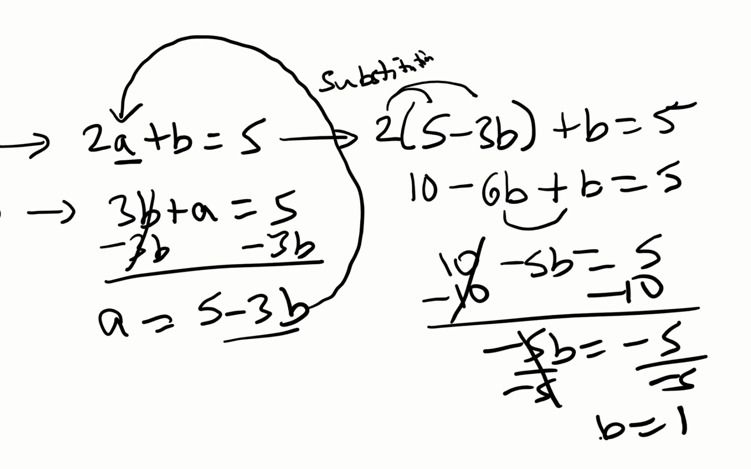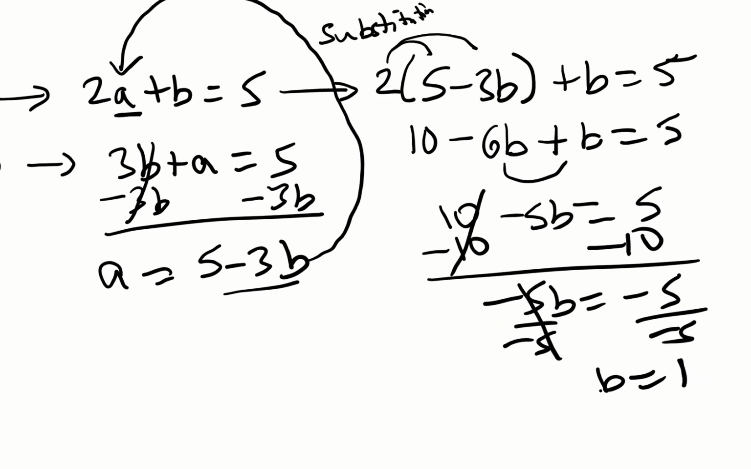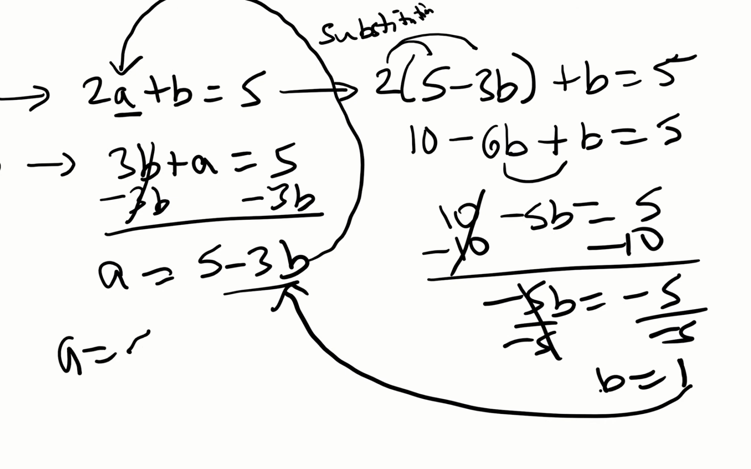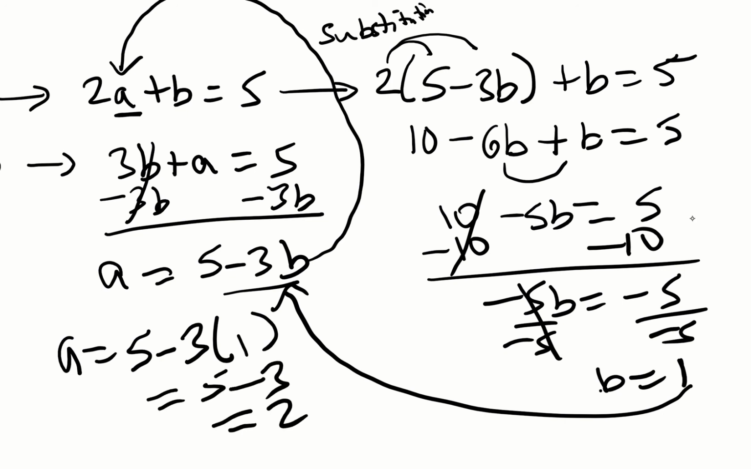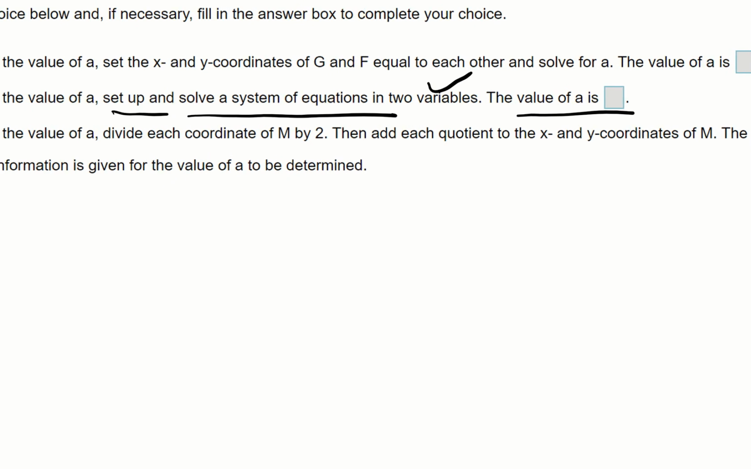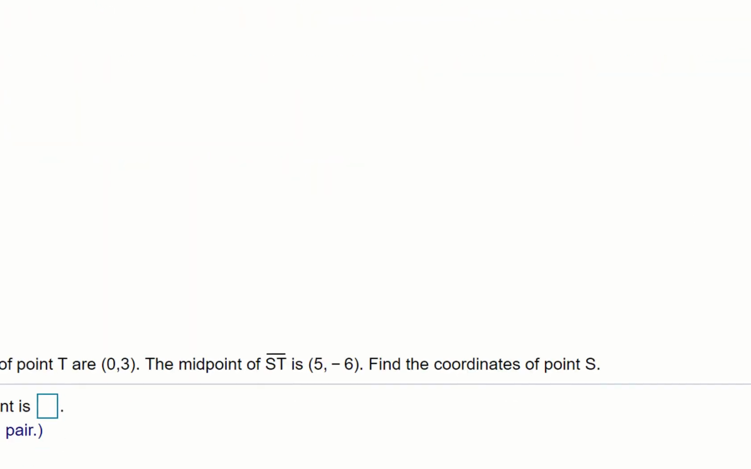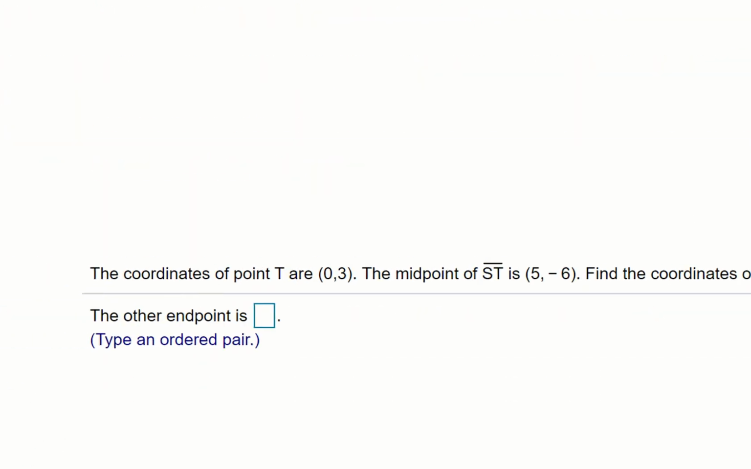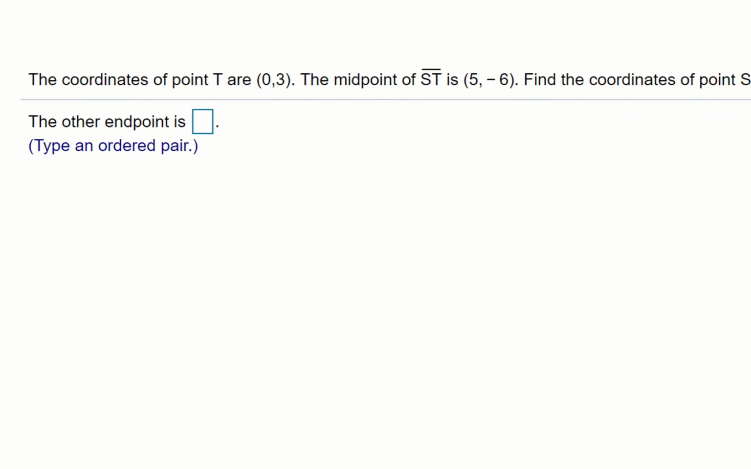Finally, we got b. So then we can plug b in here and get a. So we have a equals 5 minus 3 times, and b is now 1. So 3 times 1 is 3, and then we have 5 minus 3, which is 2. So a is equal to 2. So that's how we get a and b for this problem. All right, so that one was a review of Algebra 1 and also just the midpoint in general.